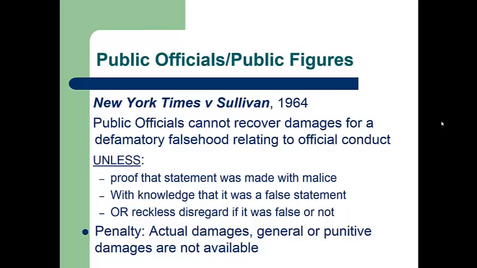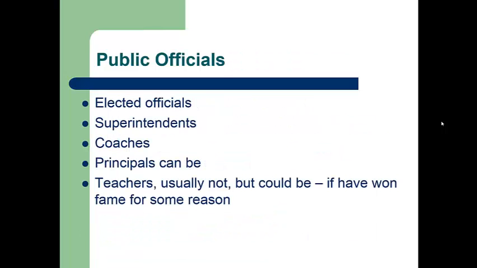The actual damages, general or punitive damages, are not available. And so here you would have to show that you actually had loss of damages, or if a parent were suing, the parent would have to show there were actual loss of damages and that the school official made these statements with malice. They were false statements. They knew they were false, and they had a complete disregard for the truth. And if a parent were able to show that, the parent would then have to show actual damages in order to recover some kind of damages.